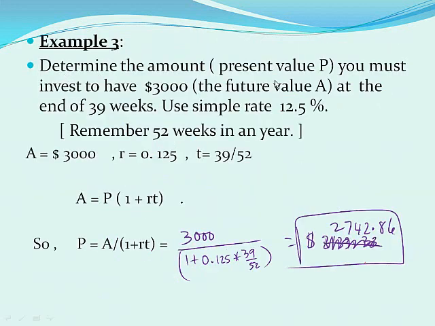Example 3. Determine the amount you must invest to have $3,000 at the end of 39 months. Notice that 3,000 is the future value, or A, and the amount we need to calculate is the present value P. We are using a simple interest rate of 12.5%. Time is in weeks, so we convert that to years, 39 over 52. Again, substituting in the formula, P equal to A over 1 plus RT, we get $2,742.86.